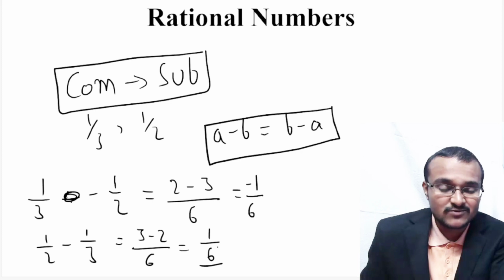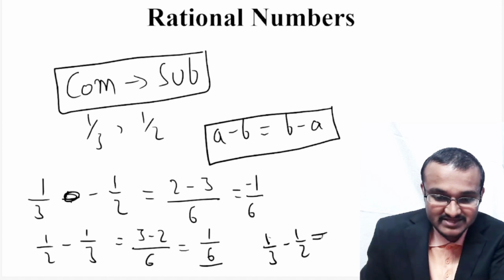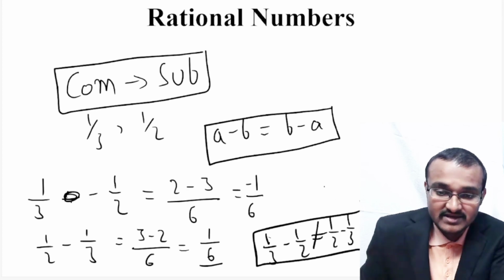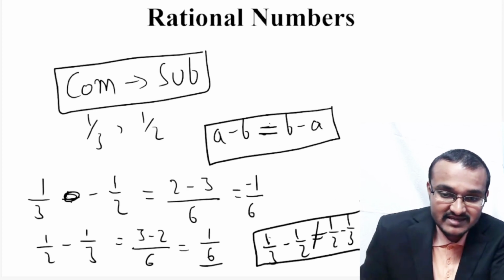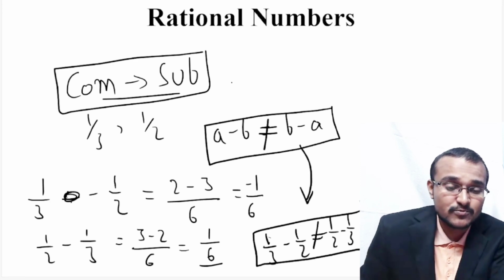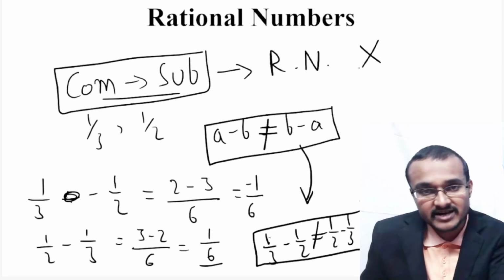Here minus 1 by 6 and 1 by 6 are not equal. That means 1 by 3 minus 1 by 2 is not equal to 1 by 2 minus 1 by 3. So that means here a minus b is not equal to b minus a for these rational numbers. That shows commutative property under subtraction for these rational numbers is not satisfied.